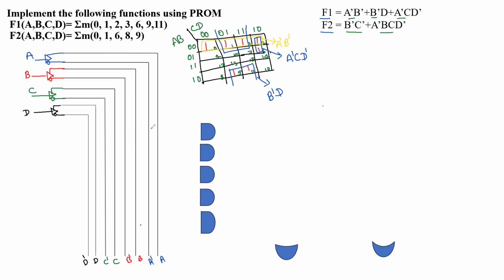For the first AND gate, what is the input? A dash. So we are going to connect A dash to the first AND gate. Another is what? B dash. So we connect B dash, that is the second input, to this AND gate. And finally, this AND gate will have an output. So this output here is A dash B dash.